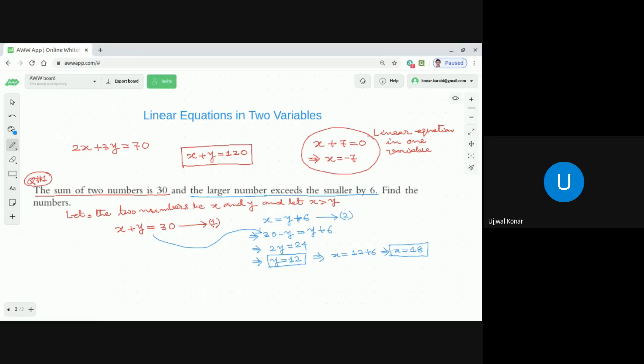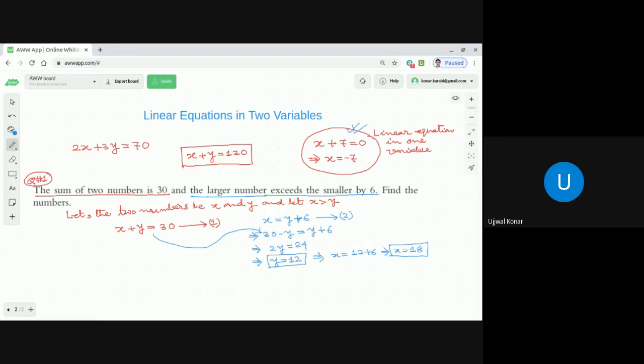To solve this kind of word problem, we will see that linear equations in two variables are very important. Now, let me go back a little bit to linear equations in one variable. For example, when you see x plus 7 equal to 0, this is a linear equation in one variable. And in these linear equations in one variable, what is the solution? The solution you can plot on a number line. Whatever solution you get, x equal to minus 7, you know how to draw a number line and find that value.